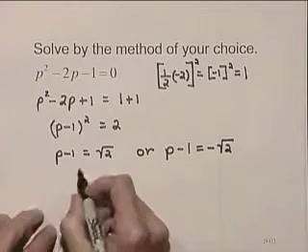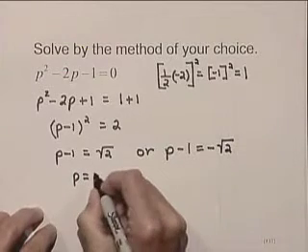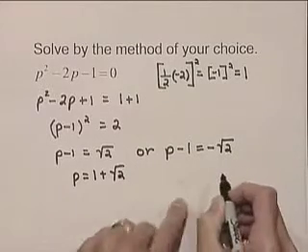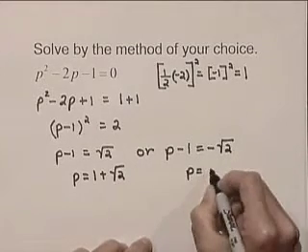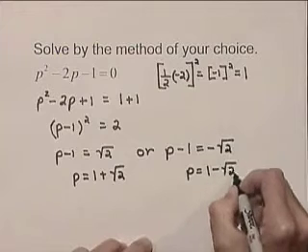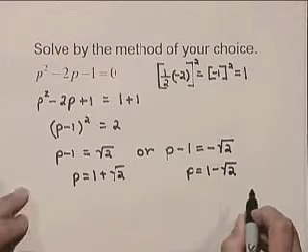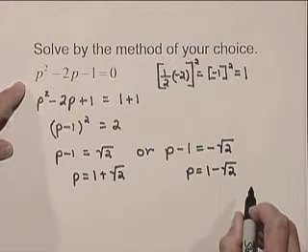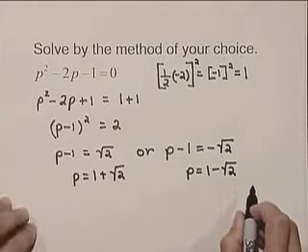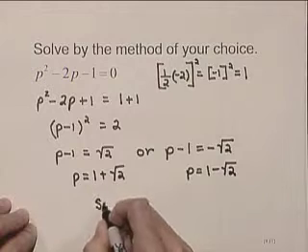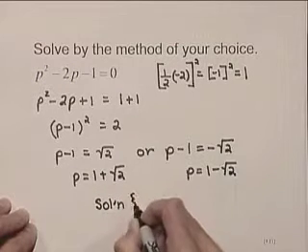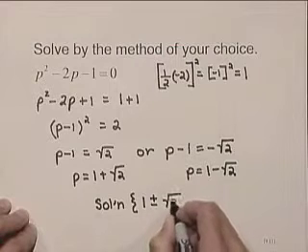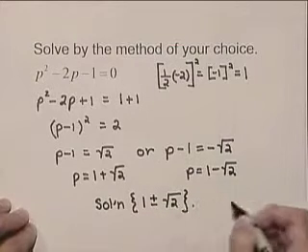Adding 1 to both sides, we have p is equal to 1 plus the square root of 2. In our second linear piece, we have p is equal to 1 minus the square root of 2. So our solution set for this quadratic equation, p squared minus 2p minus 1 is equal to 0, consists of the solutions 1 plus or minus the square root of 2.